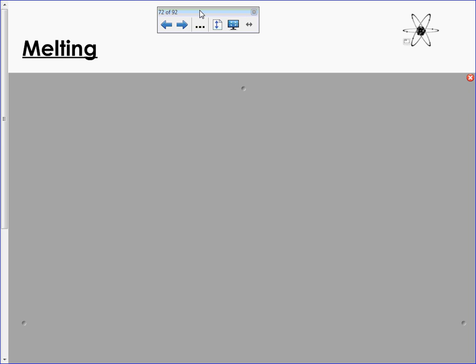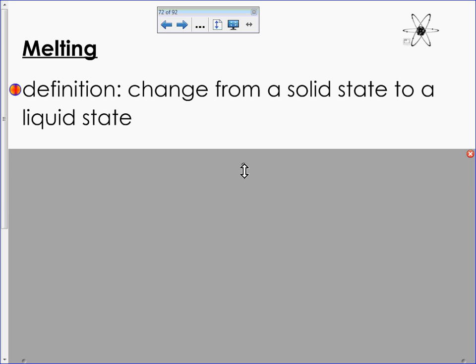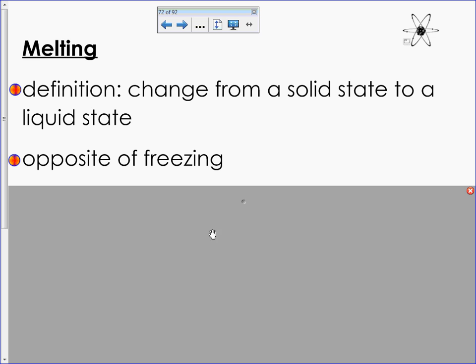Right, so there are two more phase changes we have yet to discuss. The first one is melting, which I hope you have some background knowledge of, and I would think you would if you've ever been in contact with an ice cube. It's the change from a solid to a liquid, so therefore it's the opposite of freezing.